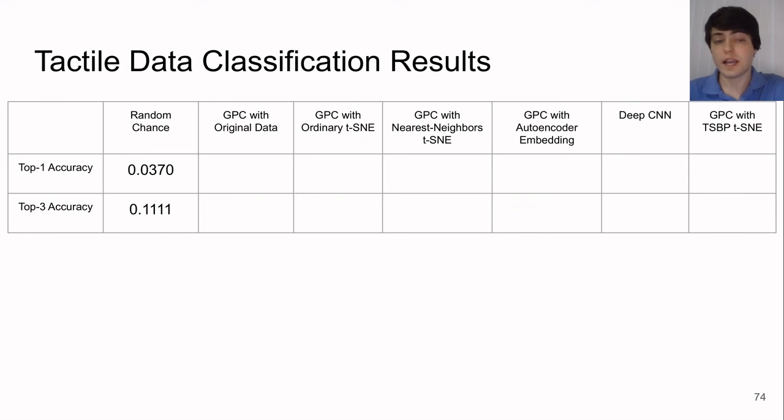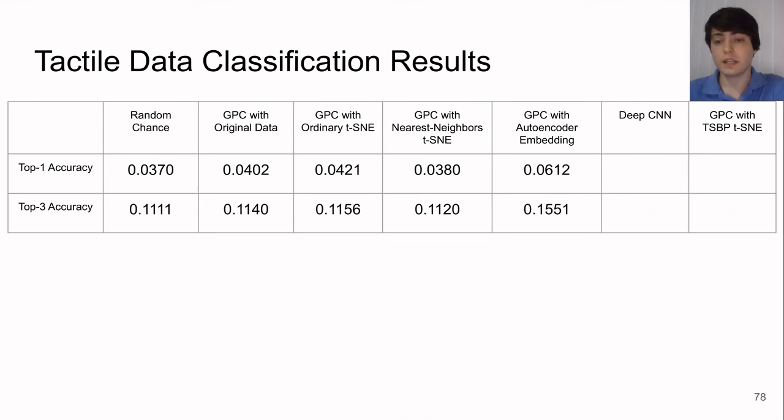First, we consider the expected accuracy if we simply selected the class of the object at random. We then compare that with a Gaussian process classifier trained on the original data, and we see very little improvement, likely due to the high dimensionality. We also train a GPC on an embedding generated from ordinary T-SNE and nearest neighbors T-SNE. In both cases, we see poor performance, as the false edges discovered lead to a poor embedding.